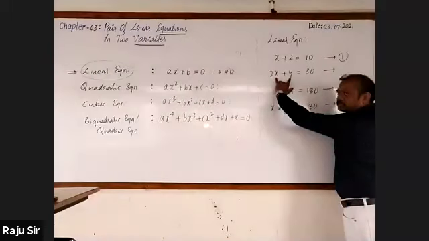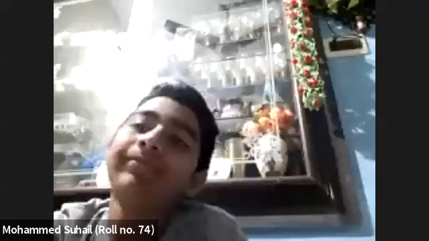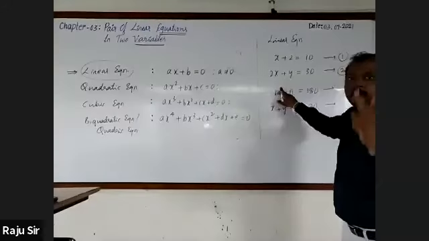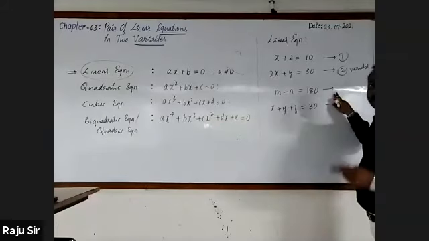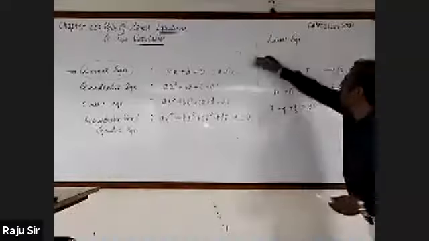In the second equation, we have two variables. We get a linear equation in two variables. And the third one, here also two variables with degree 1. An equation of degree 1 with two variables is called a linear equation in two variables. And the fourth one is a linear equation in three variables.